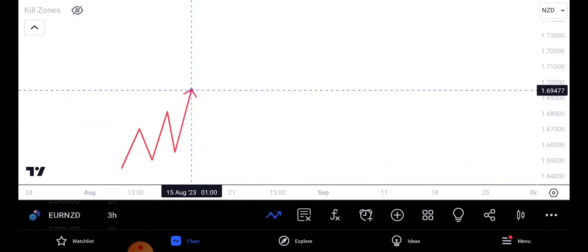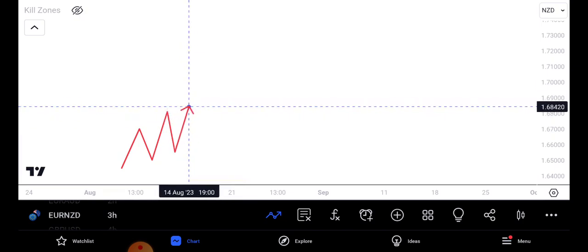and then push up. Now, also, the order blocks are where the big banks and the government leave their money in. So where they leave their money is where you want to trade from, because they always come back to take that money, right?